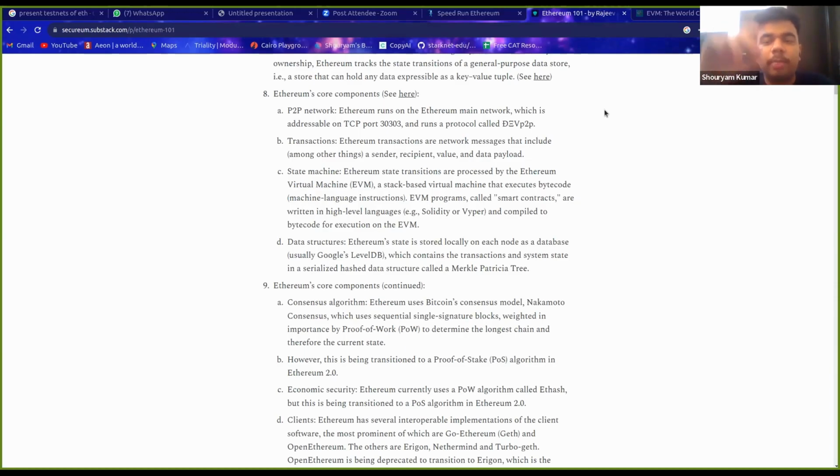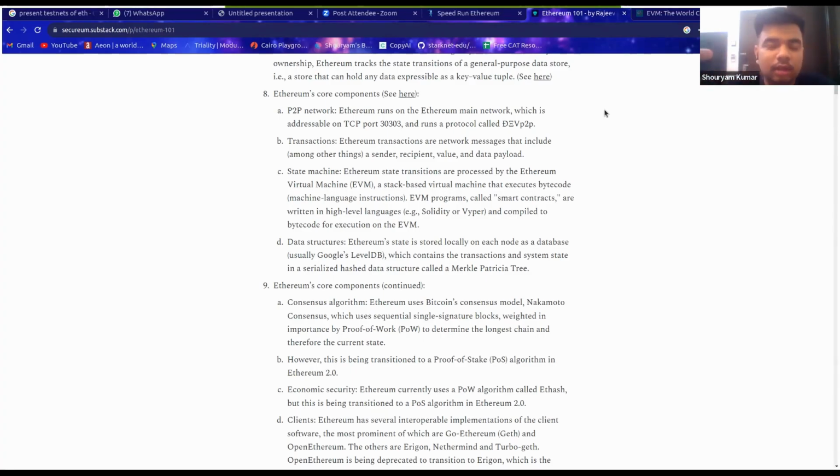Cool. So a peer-to-peer network is a type of network where there is an absence of a centralized server. What this means is every system in that P2P network maintains a copy, partially or fully, of the whole network. Are you getting it?